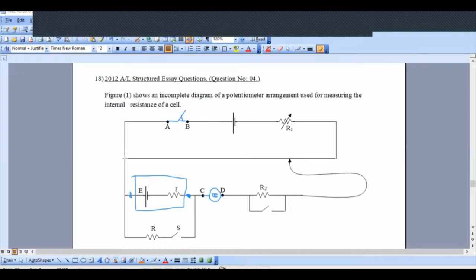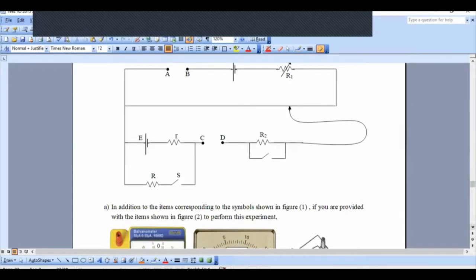The potentiometer wire is this one here. Okay? I think you are able to see it. There must be a current flowing through the potentiometer wire, then only we are able to do this practical. So what are the missing components? The center zero galvanometer and the switch. Right. Let's go to the questions.